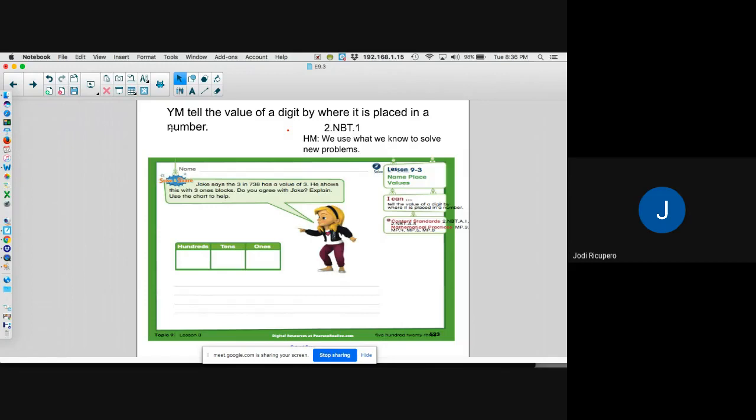Jake says the 3 in 738 has a value of 3. He shows this with 3 ones blocks. Do you agree with Jake? Explain. Use the chart to help.